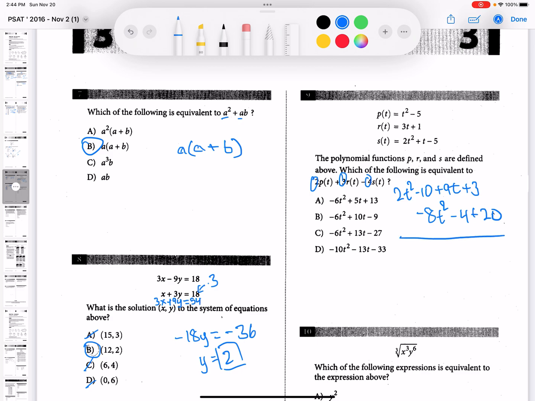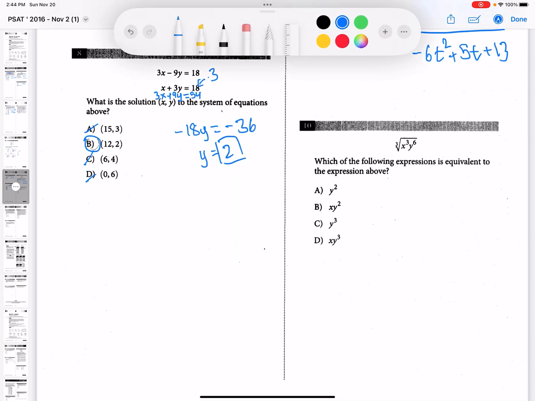So that'll give us minus 6t squared, and 9t plus 4t will give us plus 5t. And so let me just cross this out for no confusion. Negative 10 plus 3 is negative 7. Negative 7 plus 20 is 13. So our answer is A.